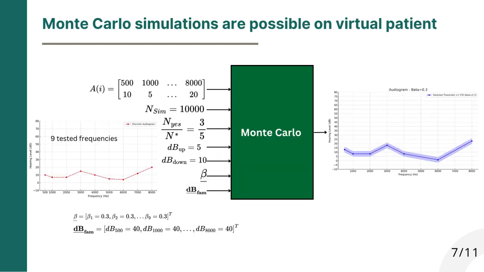In this step, I performed a Monte Carlo simulation with 10,000 iterations. For each run, a virtual patient was tested using the Hughson-Westlake simulator. We randomized the responses based on their psychometric profile. At the end, we compute the average estimated thresholds across the simulations, along with their standard deviations, and various other statistical indicators can be calculated.